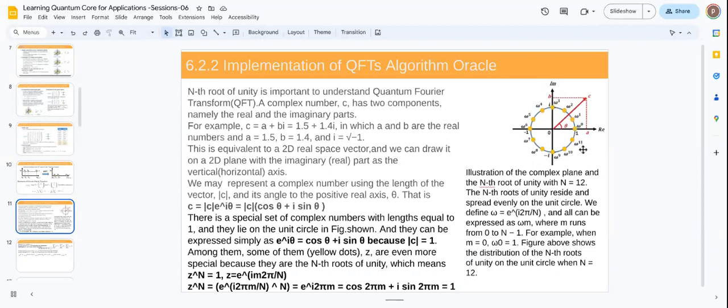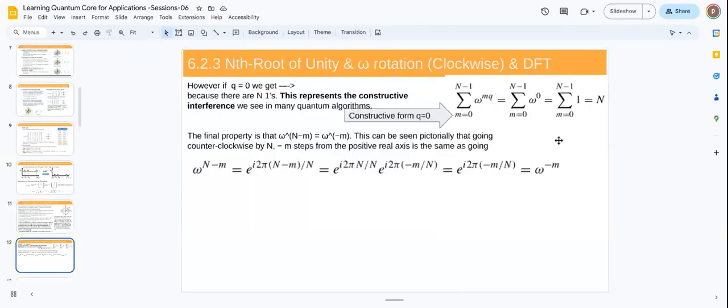for example 0 to 11 for n equal to 12. So that is m, and q is the component, either 0 or 1. If it is constructive, then q will be 0. So omega raised to m, each of them being unity, you get n. If q is equal to 1, then what happens? Then they will go into destructive. So if q is equal to 0, we get constructive. If q equals 1, we get destructive.